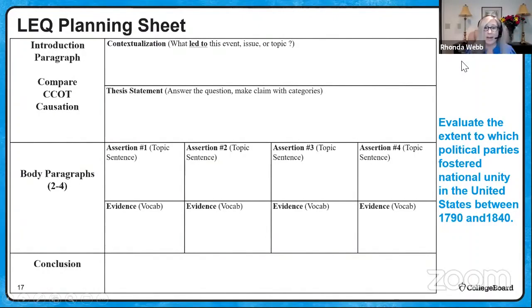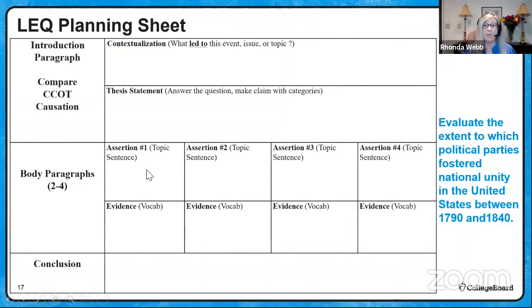Now, obviously, you're not going to have any planning sheet like this on your essay or on your exam, but you can certainly make a jot list that looks like this. So the first thing I need to do on an LEQ, I've got to come up with some ideas about national unity and political parties during those time periods. What do I know? Well, I know a lot about the parties themselves, and I know a lot about their ideas. So here are some of the assertions or claims or categories.